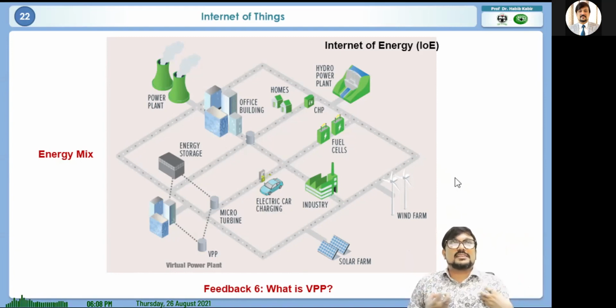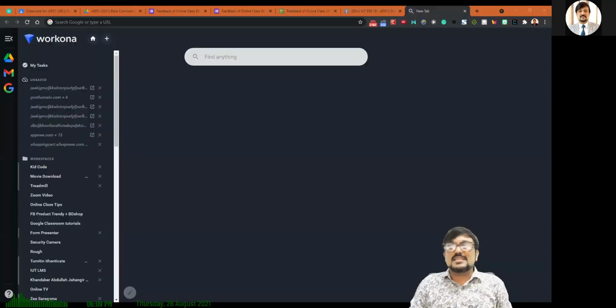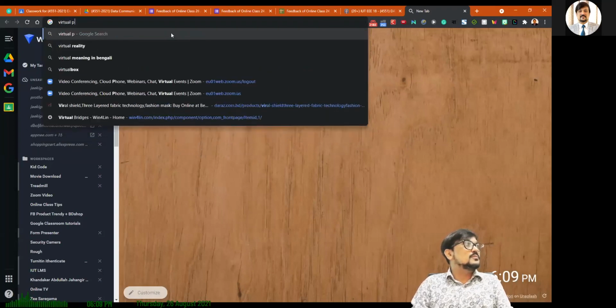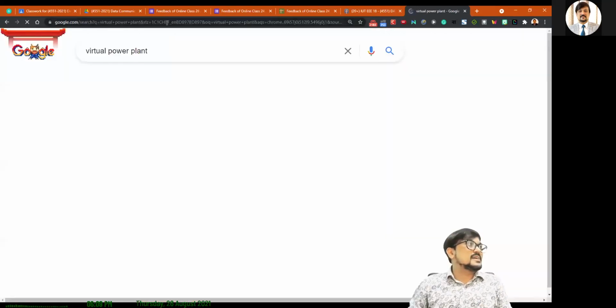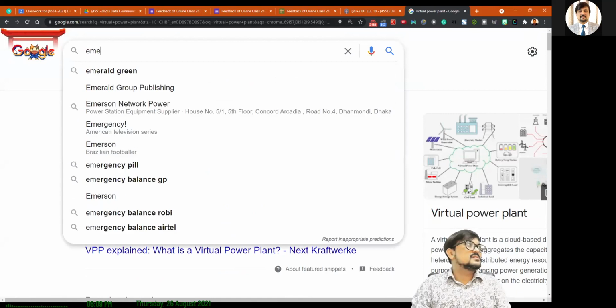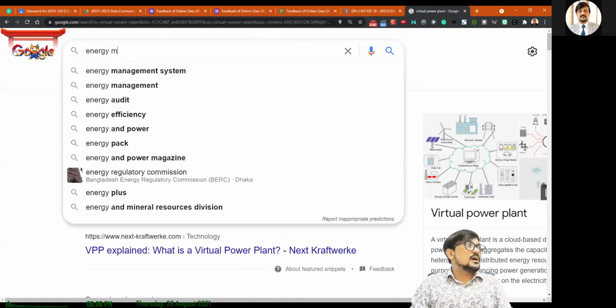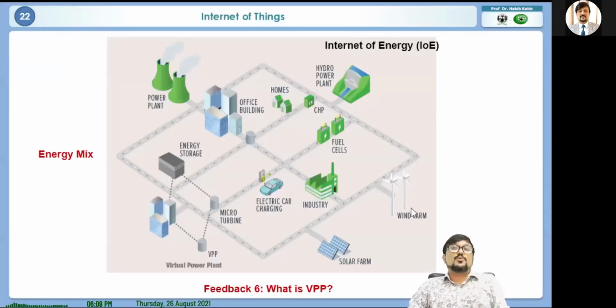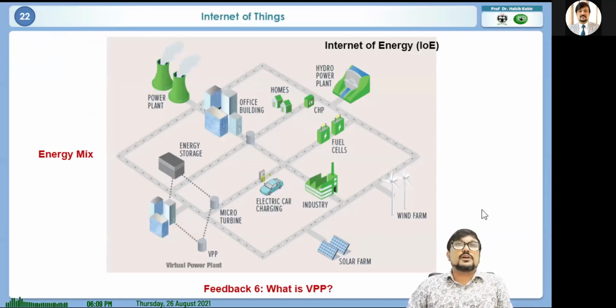Rather, to understand these things, like energy mix, you can just search them on the internet. You will get many results. I'm just writing virtual power plant. Hey, it's coming up because I searched this before. You can find many things. Then if I write energy mix, it gives all the energy mix in Bangladesh. So many things, we have to mix the energy. It's not only one energy. Good. Please know these keywords. I believe you don't have questions.